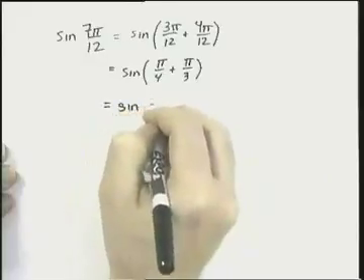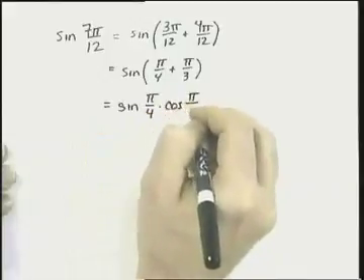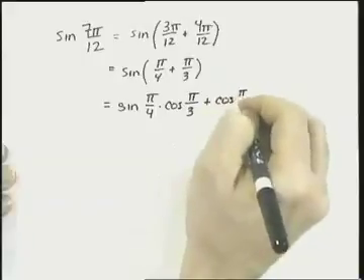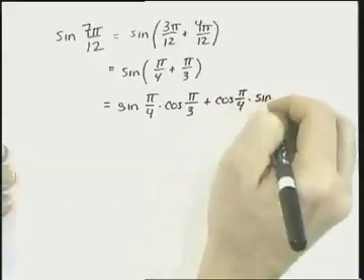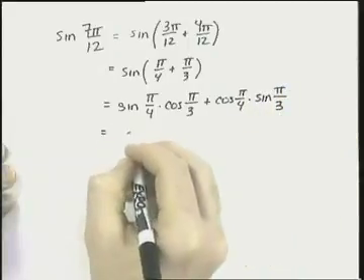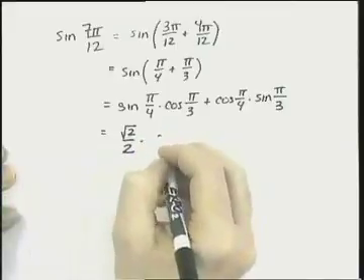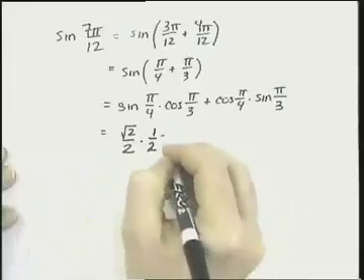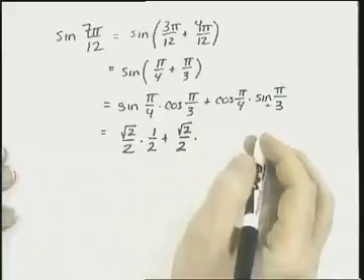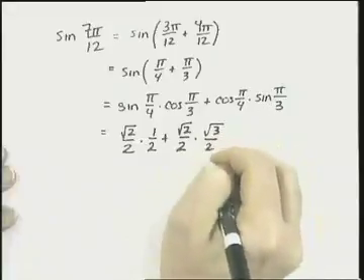Remember how that works. It's the sine of the first times the cosine of the second plus the cosine of the first times the sine of the second. The sine of pi over 4 is root 2 over 2. The cosine of pi over 3 is 1/2. The cosine of pi over 4 is root 2 over 2. The sine of pi over 3 is square root of 3 over 2.